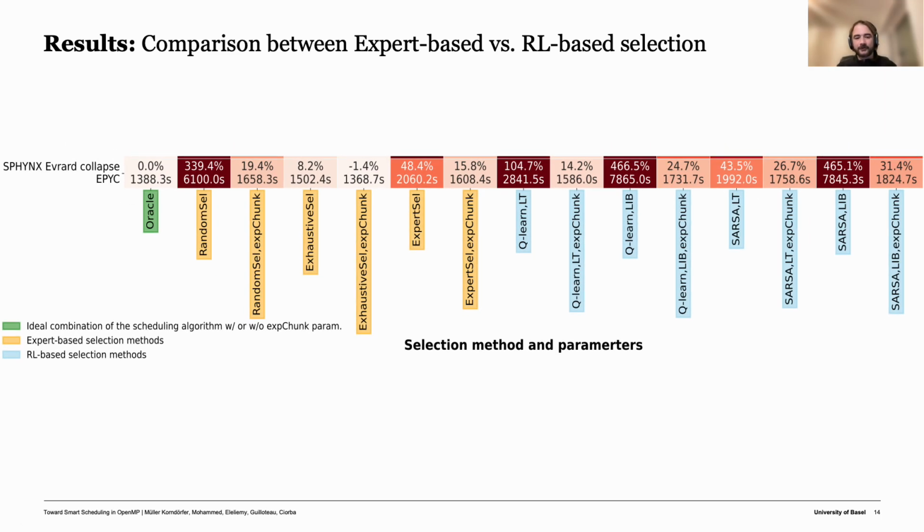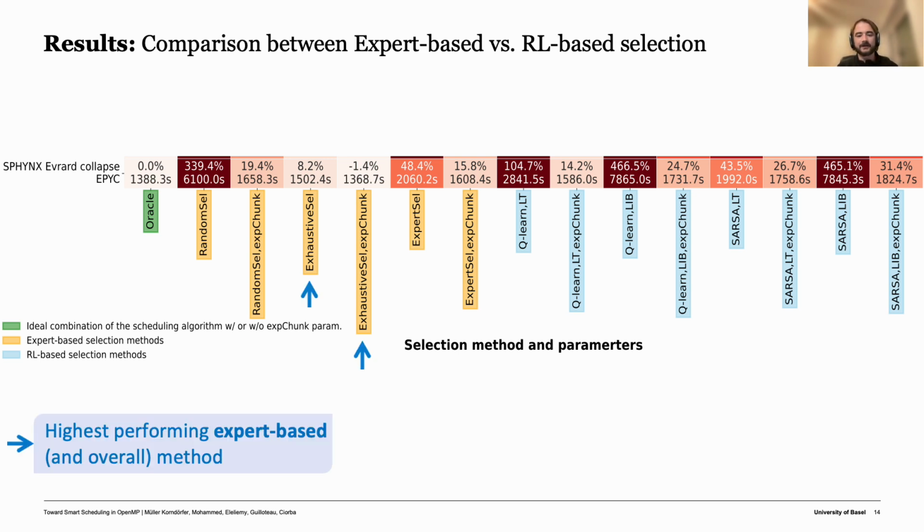But let us focus on Sphinx. Sphinx is an actual scientific application, so it might show more realistic results. The first highlight here is that the highest performing expert-based method overall was exhaustive selection, so trying everything once and selecting one technique. This outperformed almost every other method in most cases, including here for Sphinx.